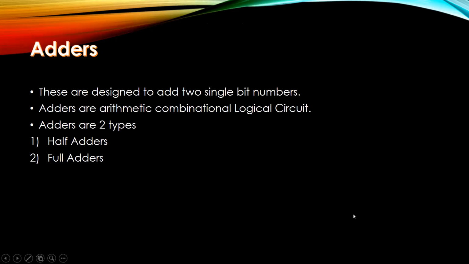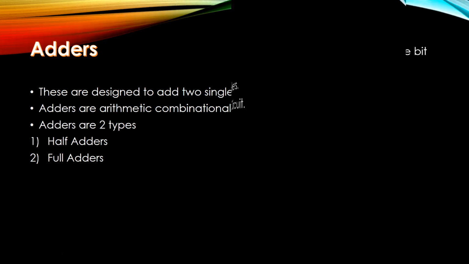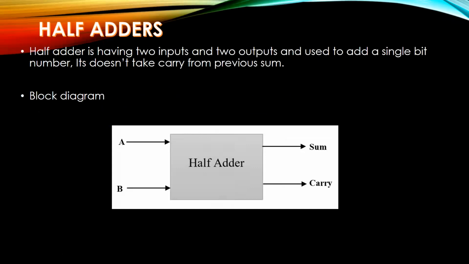Adders. Adders are designed to add two single-bit numbers. Adders are arithmetic combinational logic circuits. Adders are of two types, half adder and full adder. For a half adder, you have two inputs and two outputs. Those two outputs are called sum and carry.